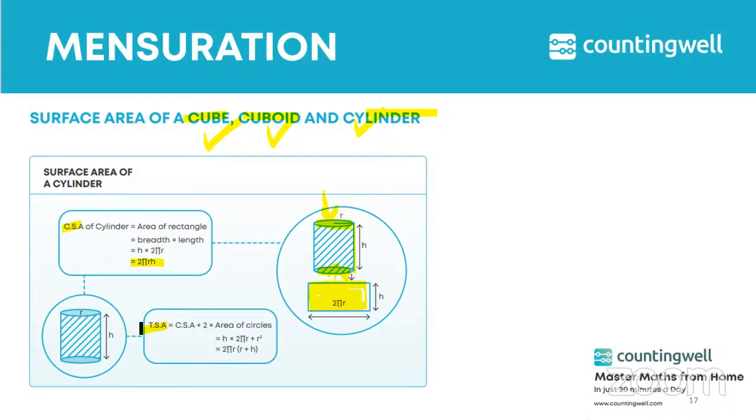Let us see what is total surface area. It is found by adding the curved surface area and 2 times the area of the circles. As I told you, these are the two circular shapes. So we are going to add 2 times the area of circles. As we have curved surface area 2 pi r h and the area of circle as pi r square. That's why we have 2 pi r into r plus h.